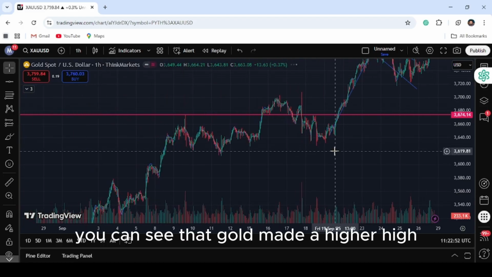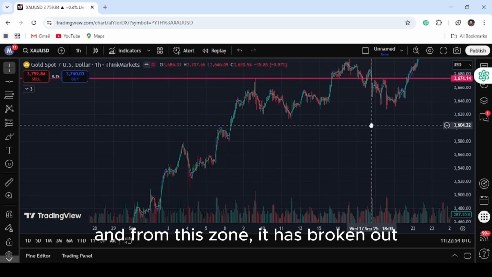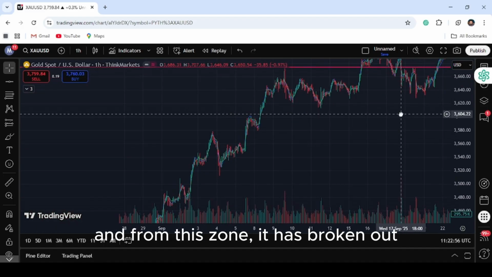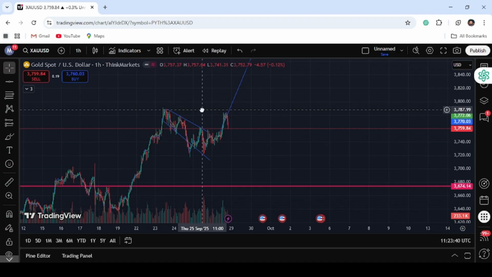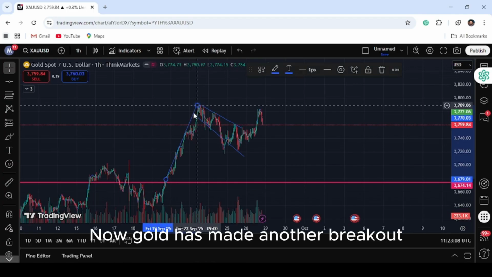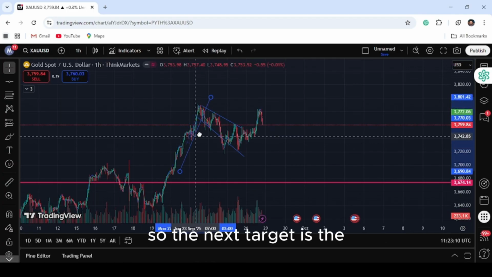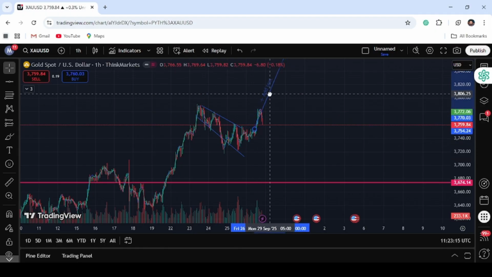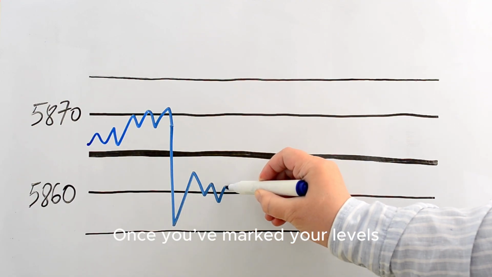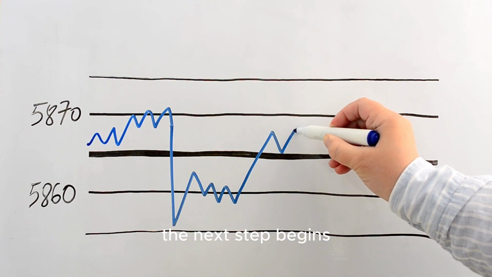Here, you can see that gold made a higher high, and from this zone it has broken out. From here to this point, this stick or move has been completed. Now, gold has made another breakout, so the next target is the top of this previous stick. Once you've marked your levels, the next step begins.